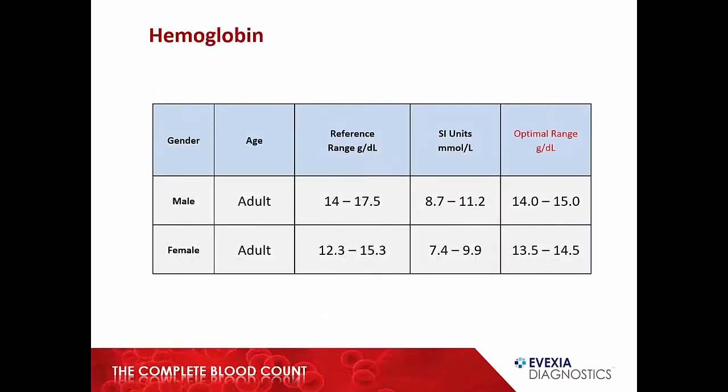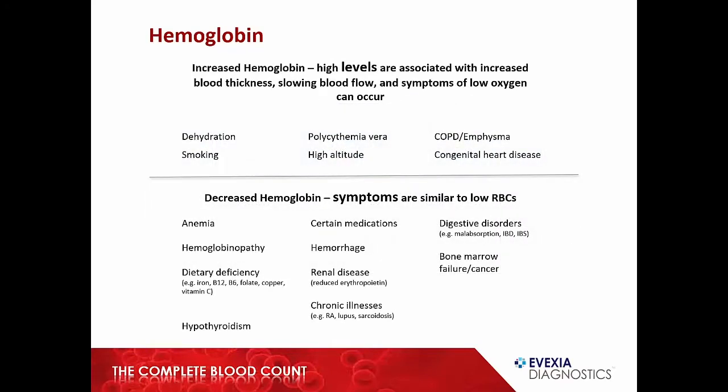This slide has the optimal ranges and reference ranges for male and female hemoglobin values. This slide lists some conditions associated with increased and decreased hemoglobin. I'll go over the increased first. Dehydration, smoking, polycythemia vera, high altitude, COPD, emphysema, and congestive heart disease.